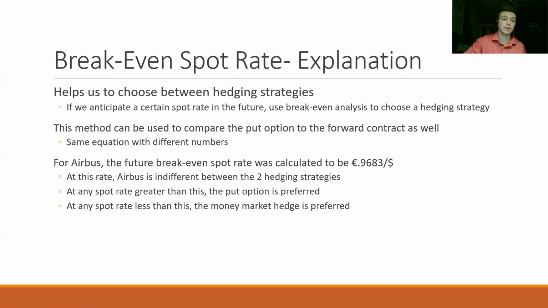And for Airbus, in this case, the future break-even spot rate was calculated again to be 0.9683 euros per dollar. And at this rate, that's where we're indifferent. At any spot rate greater than this, so if we were to go to 0.9684 euros per dollar, then the put option would be preferred. We're no longer indifferent. Anything below, even 0.9682, the spot rate at that would then have us prefer the money market hedge.